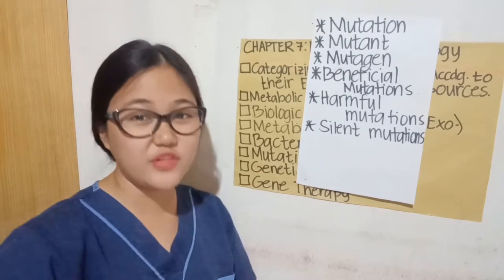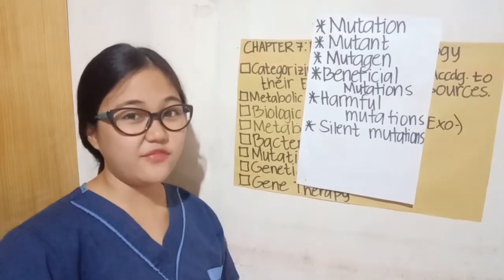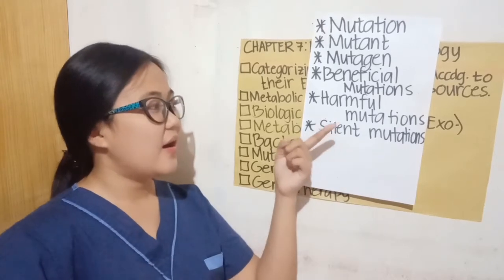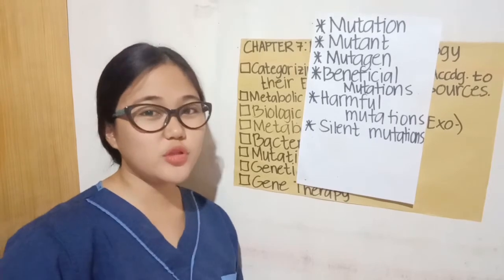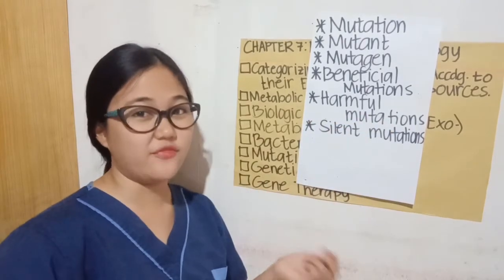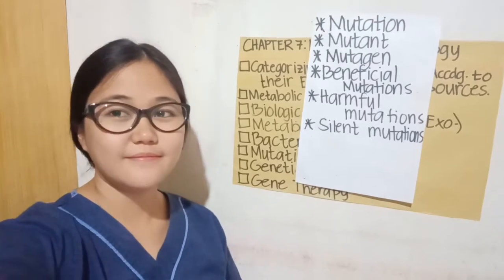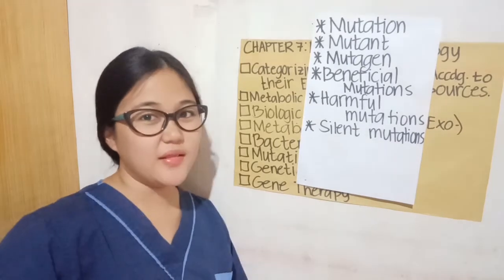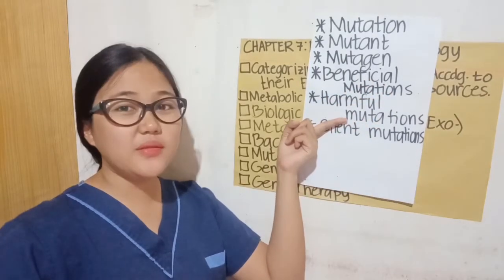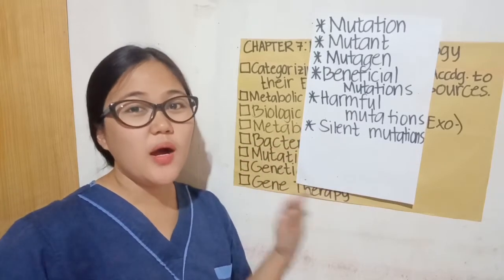What is beneficial mutation? By the word itself, beneficial, it is of benefit: the mutation of an organism has a benefit. Second is harmful mutation, harmful. The mutation of the organism causes a harmful effect. Then the silent mutation has no effect on the cell. Again, beneficial has a benefit, harmful causes harm, and silent is unharmful, like producing a non-functional enzyme. Silent mutation has no effect at all.